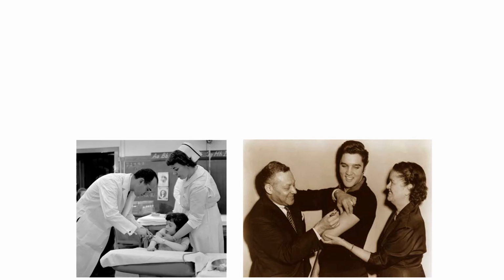Here's the 1950s. You can see Elvis was lining up to get his polio vaccine. He was very excited. There were all sorts of people lining up. Parents were very, very excited. They did not want paralyzed children.